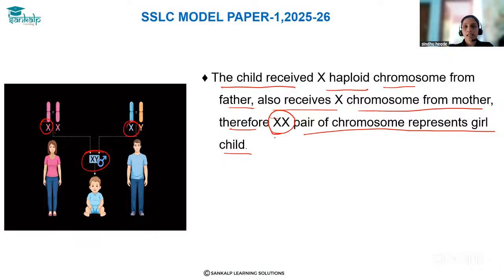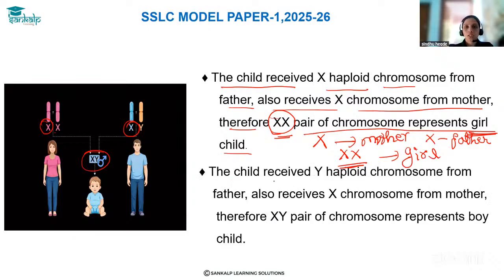So X and X pair of chromosomes form the zygote, right? This represents it is a girl child. When X is coming from mother and X is coming from father, so the X and X pair of chromosomes represents a girl child.